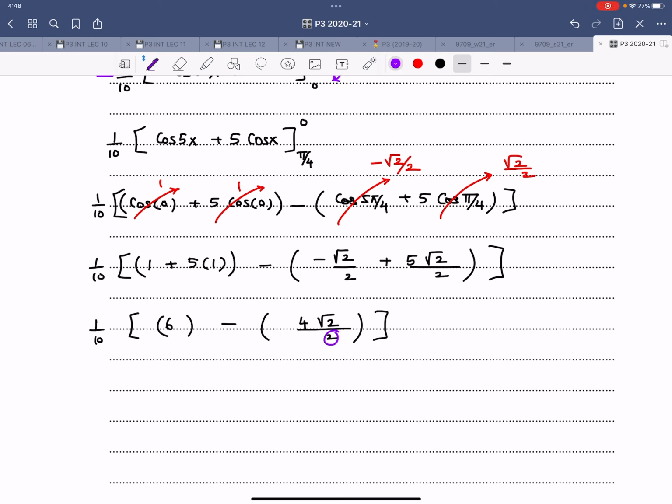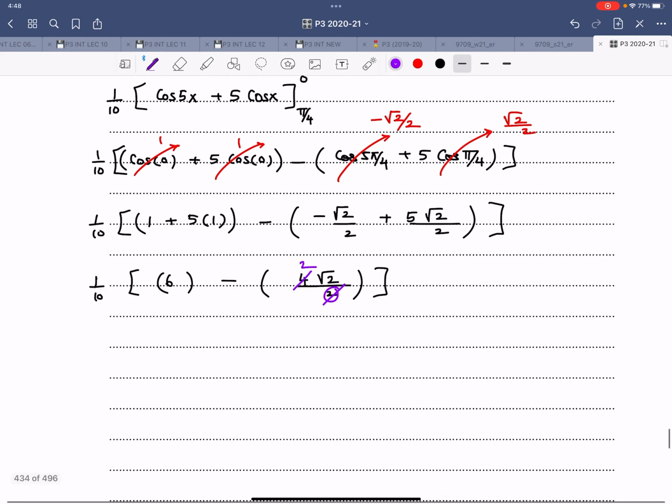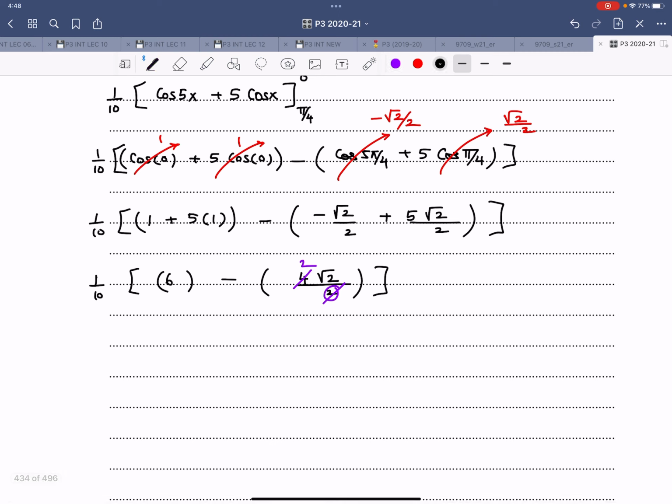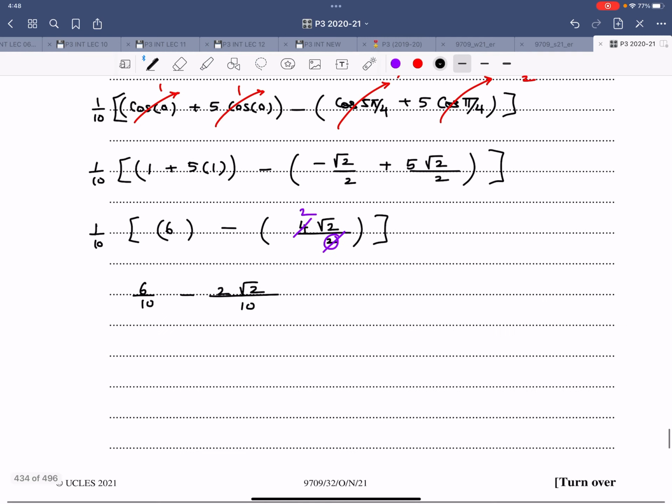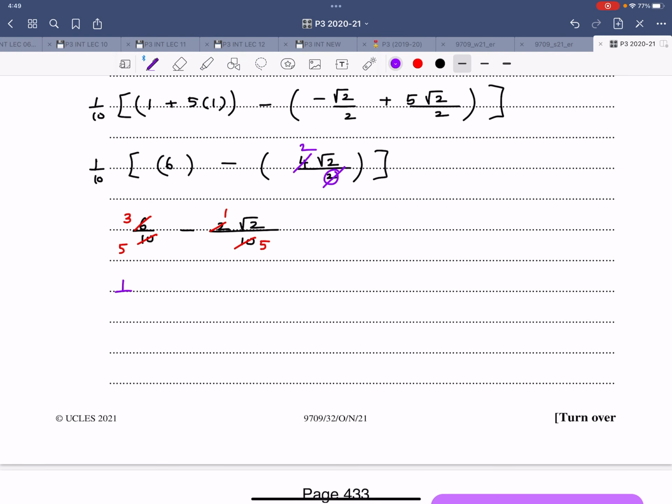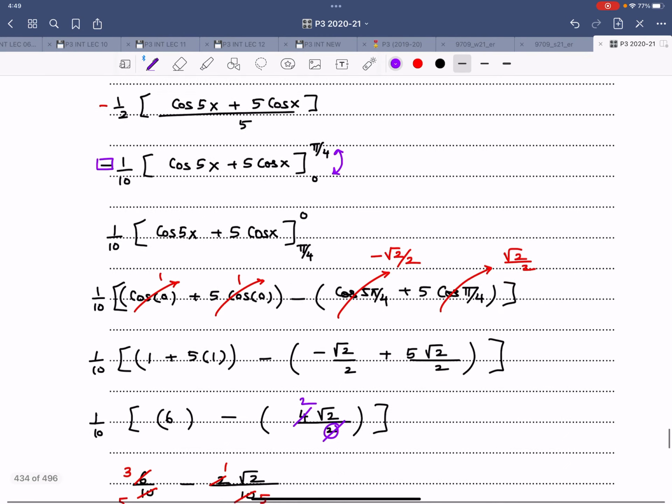So this is 2 ones are and this is 2 twos are. This thing is gone. Now when I open up the bracket, what happens? This is 6 over 10 and this is minus 2 root 2 over 10. Now simplify. 2 threes are, 2 fives are, 2 ones are, 2 fives are. So now take 1/5 common out and this is 3 minus root 2, which is the exact answer written at the top. So that is what we have proven.